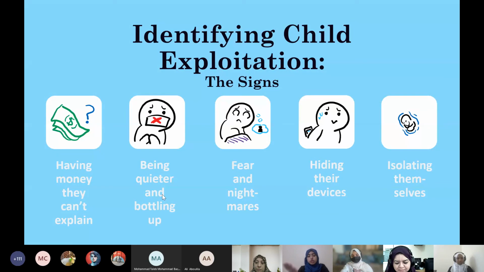And here are some signs children show. Firstly, and the most obvious sign, is having money they cannot explain. Of course, you need to track down from where and how your child got this money. Being quiet and bottling up. Of course, child exploitation will affect how the child thinks and behaves, and it all depends on his or her mental state. Fear and nightmares, hiding their devices. The child might have been threatened to keep quiet, so keep that in mind. Wanting to be alone too often, and that's a sign of fear.